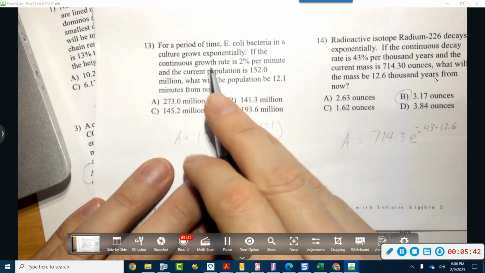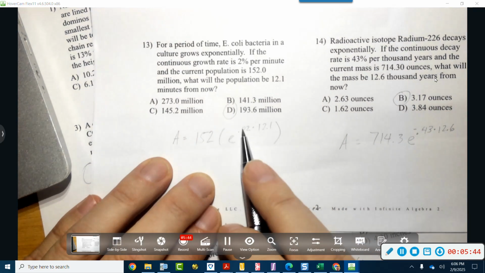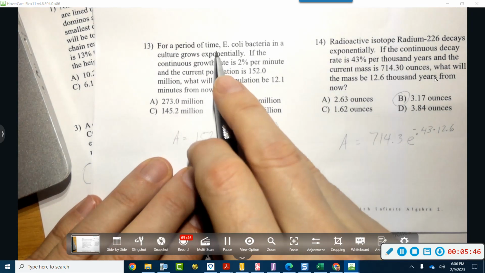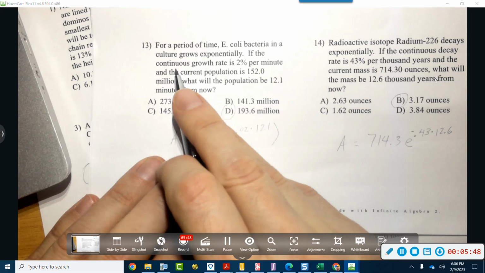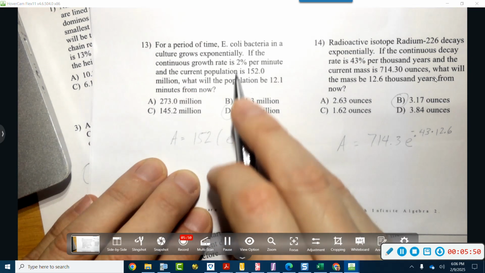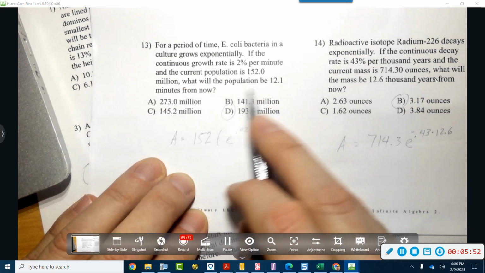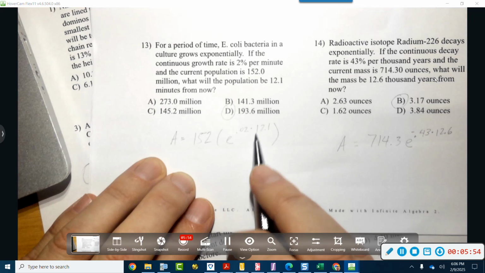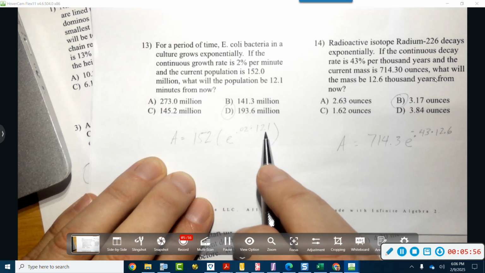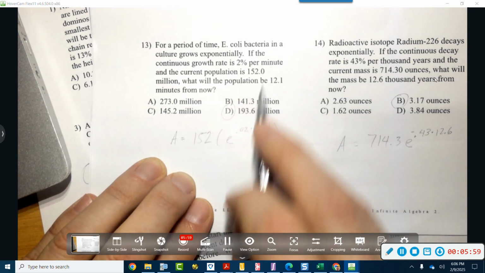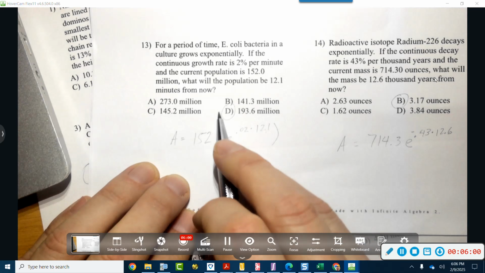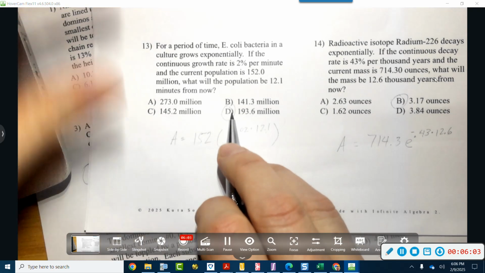Here, this guy has a growth rate of 2%, so we got 0.02. It says continuous, so we have the E. We're going to start off 152. We're going to go ahead and do 12.14 minutes, and this is 2% per minute. So this plays out perfectly. Punch that into the calculator, you'll get D.